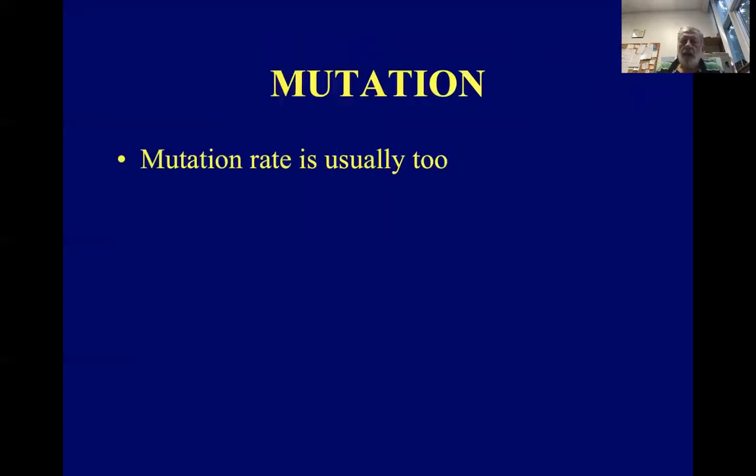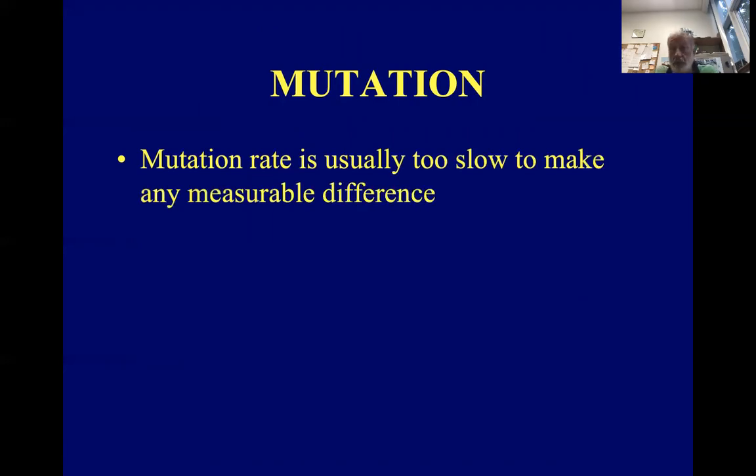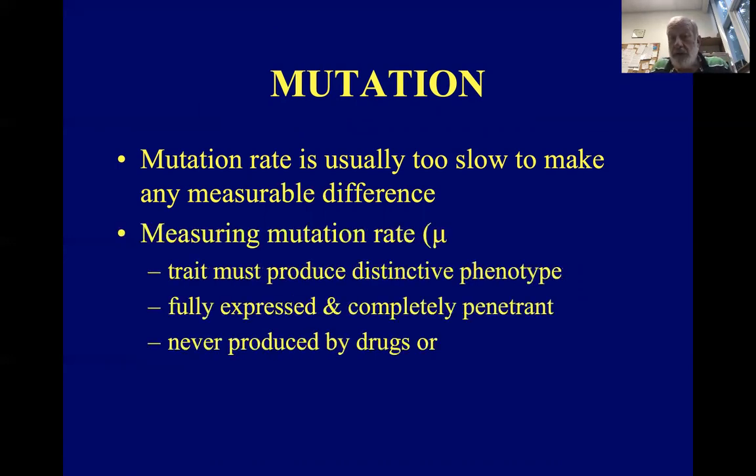So mutation rate is usually too slow to make any kind of measurable difference. It's not going to knock populations out of Hardy-Weinberg equilibrium, is what that means. Mutation rate is given by the Greek letter mu, and for a mutation to be measured, it has to produce a distinctive phenotype. It's got to be fully expressed, completely penetrant, and it can't be mimicked. The phenotype can't be produced by drugs or chemicals, in other words.